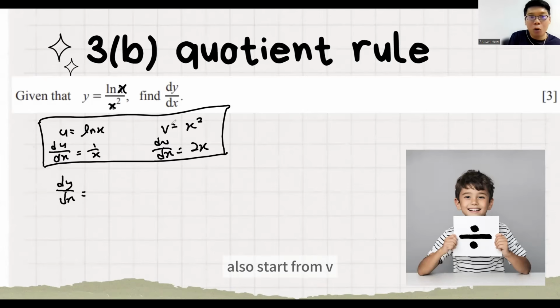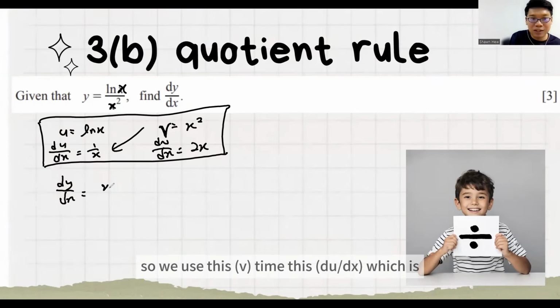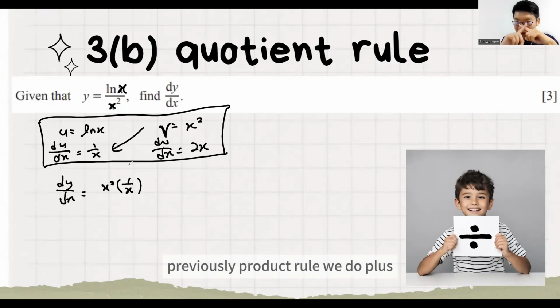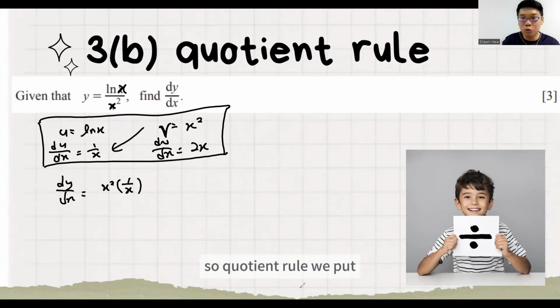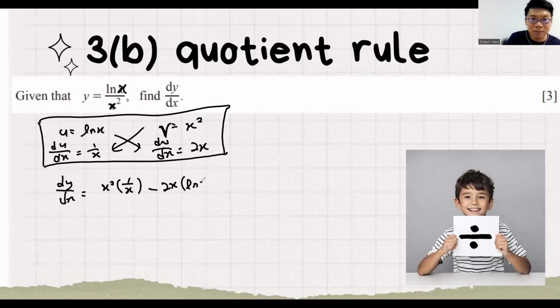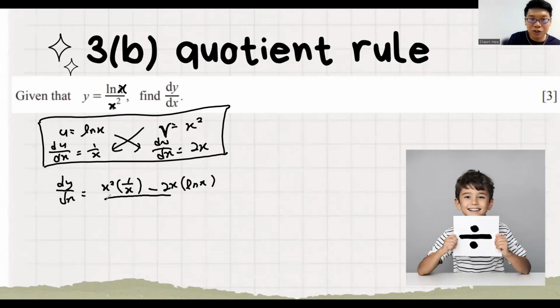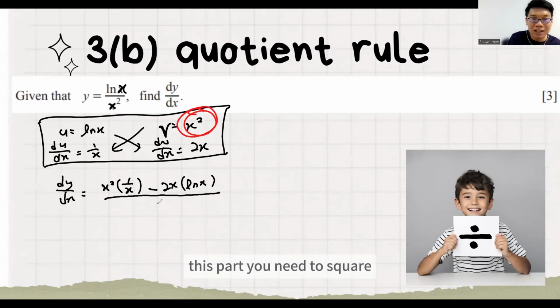The quotient rule also starts from v. So this time we use v times u, which is x squared times 1 over x. Previously in the product rule we do plus, so in the quotient rule we put minus this times this. And then the quotient rule, remember, is slightly longer. It needs to be a fraction. So at last, the v, this part, you need to square.